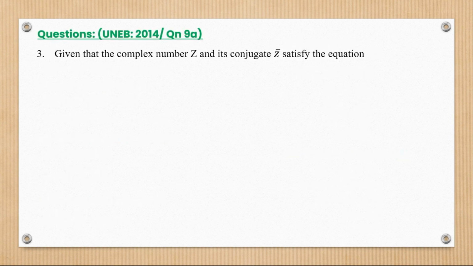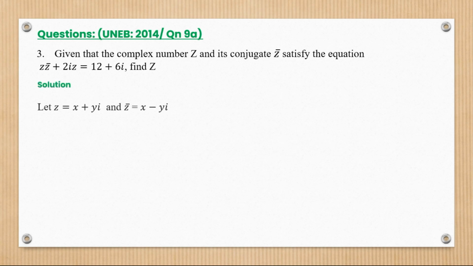Alright, let's look at a question from UNEB 2014, and this was question 9a. We're being told, given the complex number z and its conjugate z with a bar, satisfy the equation z bar plus 2iz is equal to 12 plus 6i. Find z. Now this is the same thing, so this is also an example of equality of complex numbers. It's just stated a little bit differently.